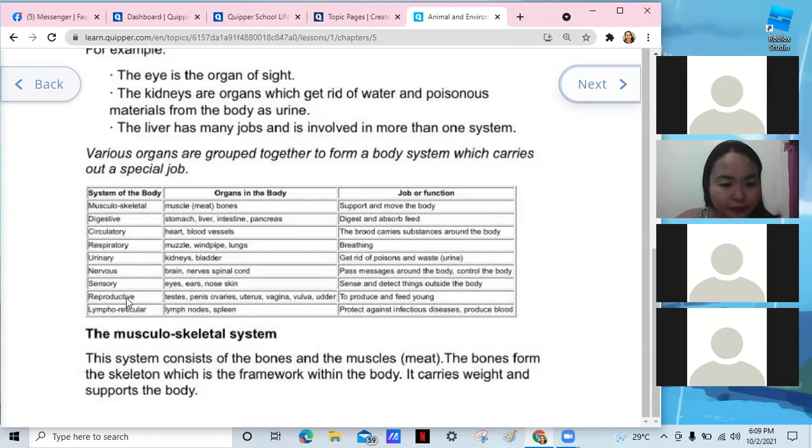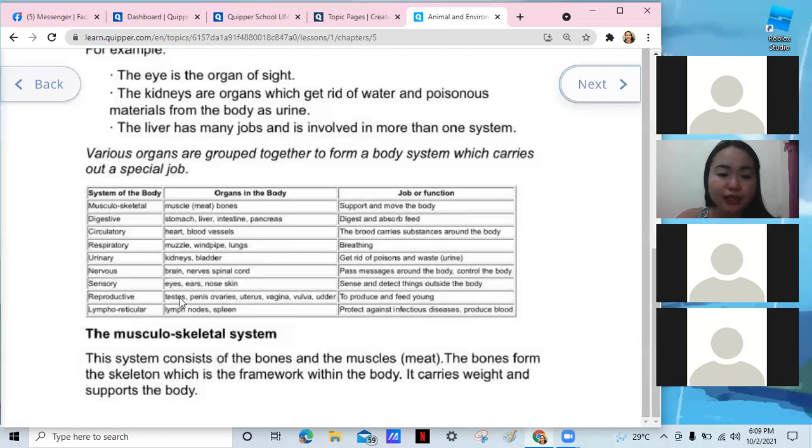So anyway, then next is sensory, your eyes, your ears, your nose, your skin. And so this controls the senses of the animals, no? Detect things outside the body. And sometimes the animals, although tayo yung higher primates, but the animals are even better than us in terms of senses, no? Like there are animals that cannot see, but they can sense energy, like the snake, no?